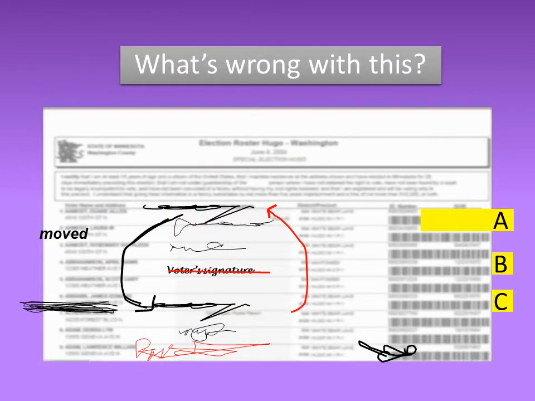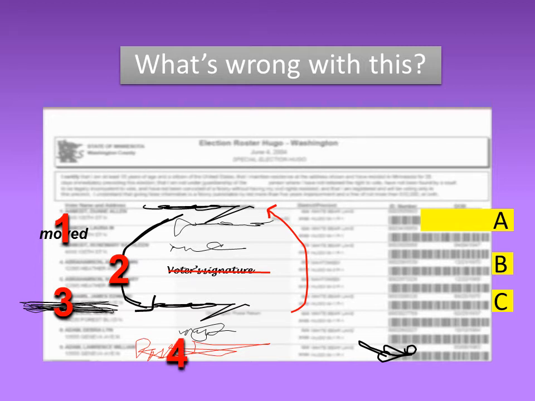What's wrong with this page? Number 1, informational messages should not be written on the roster lines or in the margins of the pages, such as words like moved or died. Number 2, use a red pen to make an arrow if a voter signs on the wrong line. Number 3, a voter's pre-printed name should not be crossed off.